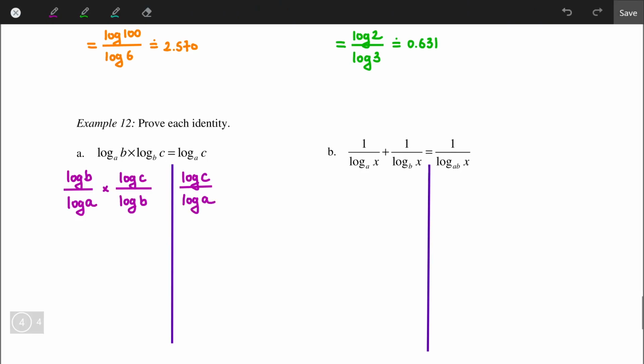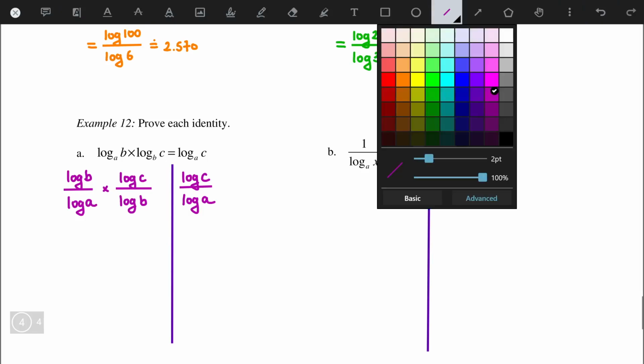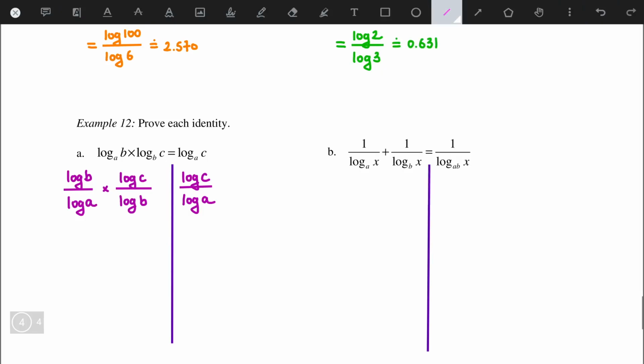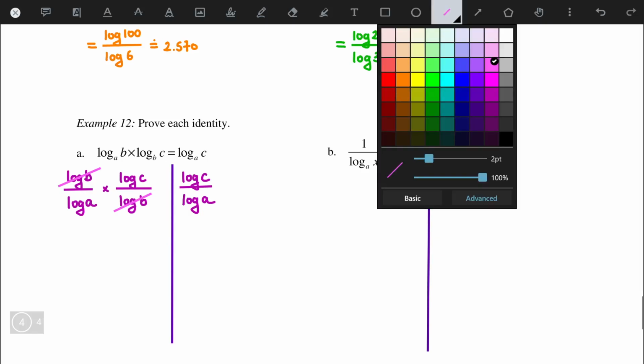And we can realize right away that the log b's will eliminate each other, and so the left-hand side and the right-hand side are the same. Okay, so second one, we have 1 over log base a of x plus 1 over log base b of x, and we're trying to show that is equal to log base ab of x. So this one's a little bit trickier. But again, we are going to apply the change of base rule here.